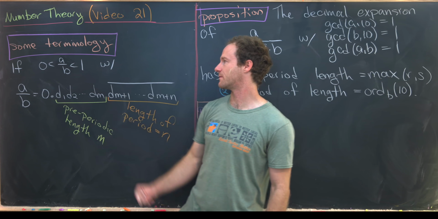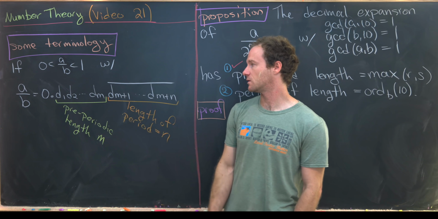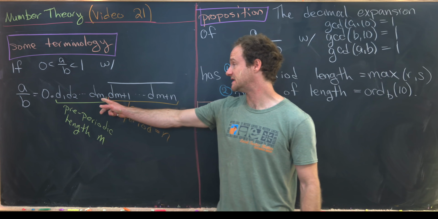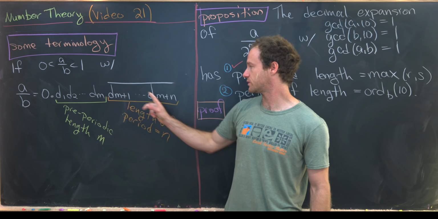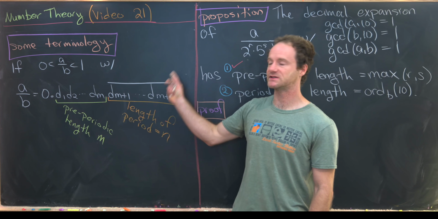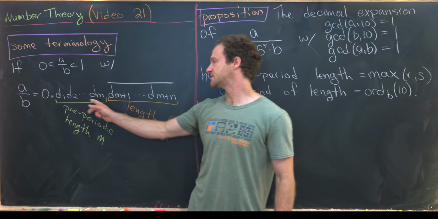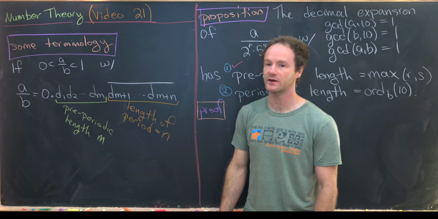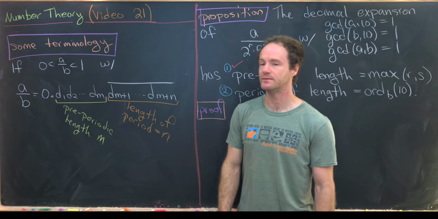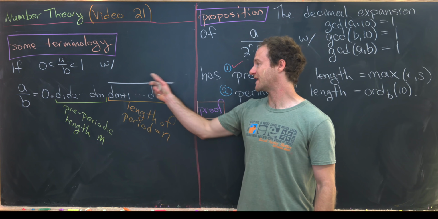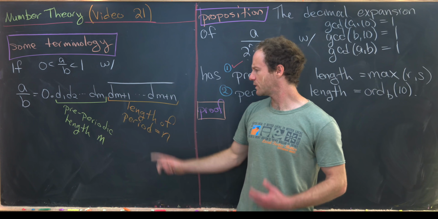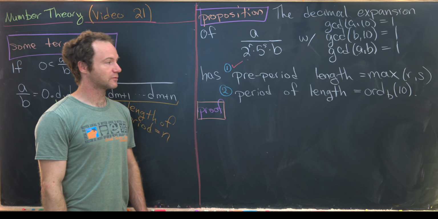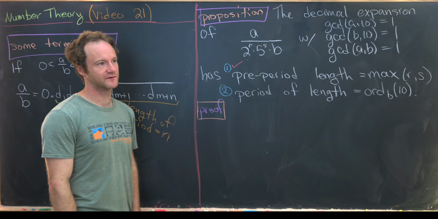So if we've got a rational number between 0 and 1 with the following decimal expansion, 0.d1 d2 up to dm, and then it starts repeating, dm+1 to dm+n, and that repeats on and on and on. This bit, which I've underlined in yellow, is called the pre-period, and we would say that this is pre-periodic of length m because there are m digits there. And then notice we've got n digits which are repeating, so we would say the length of the period is n.